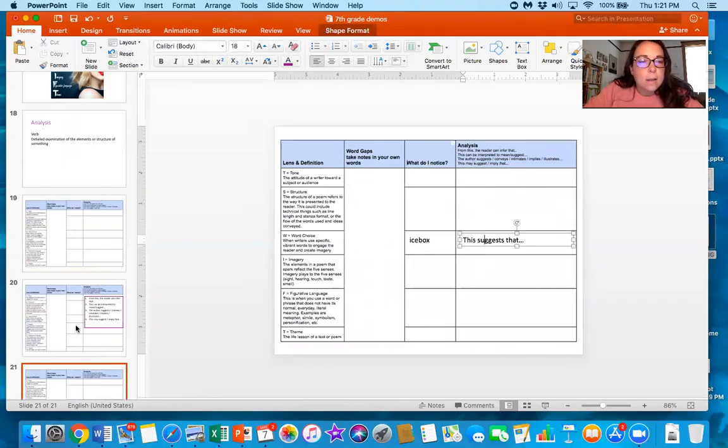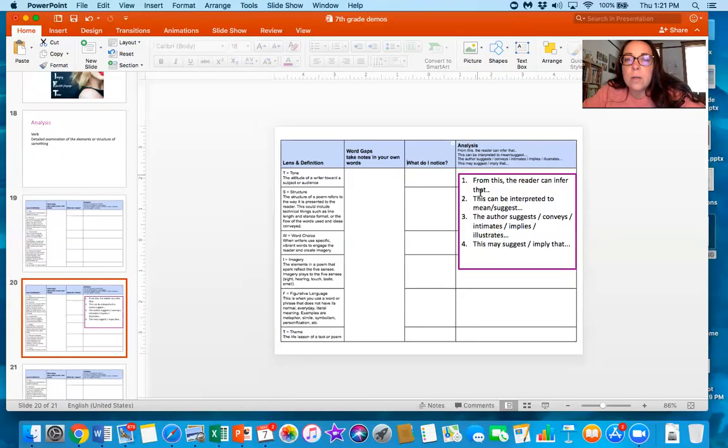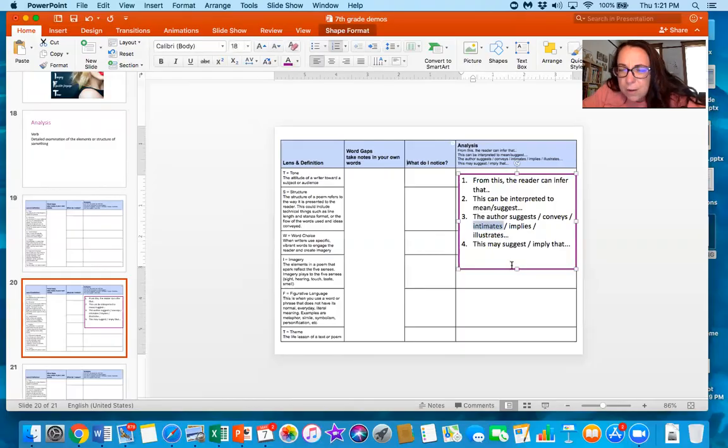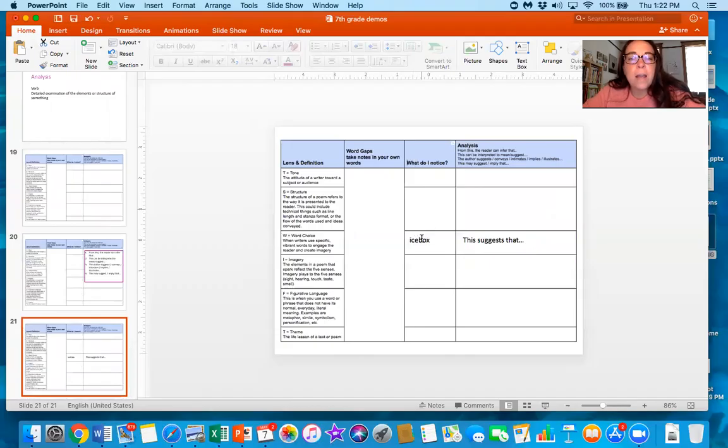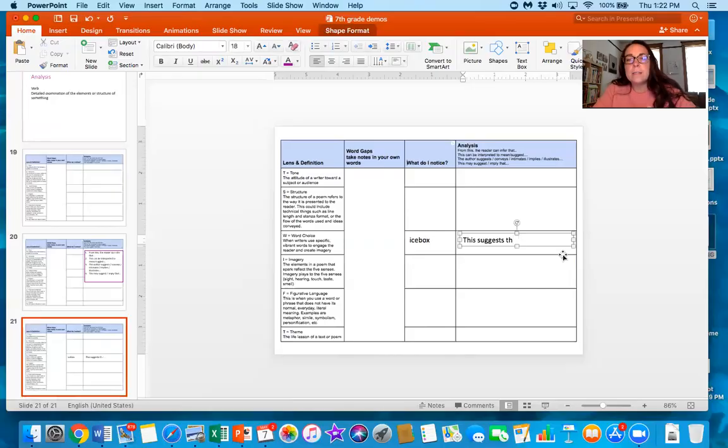And then the analysis, we added some questions, or some sentence frames. So to do analysis, you can say things like, from this, the reader can infer or figure out that, this can be interpreted to mean or suggest, or the author suggests, conveys, implies, illustrates, and this may suggest or imply that. So I want to just show you how I do this. If I notice the word icebox, I might say, this suggests that the poem was written 20 or more years ago. Or this suggests that the time when the poem was written was simpler.